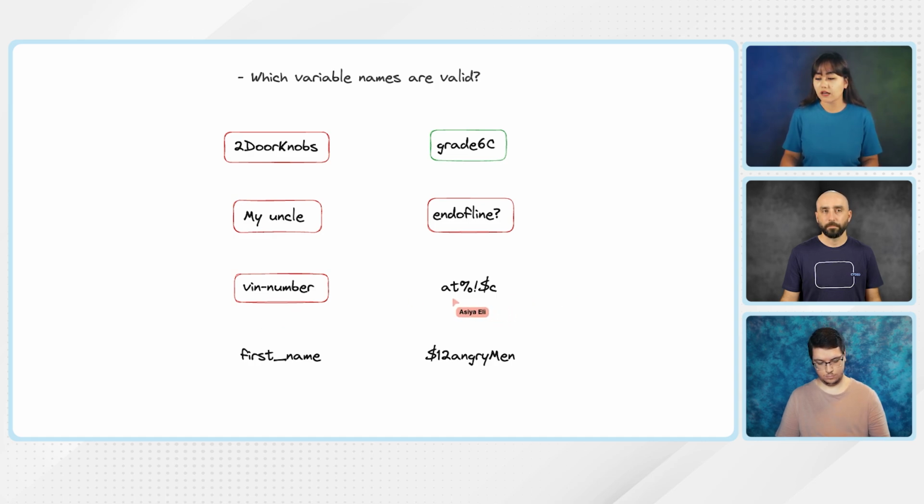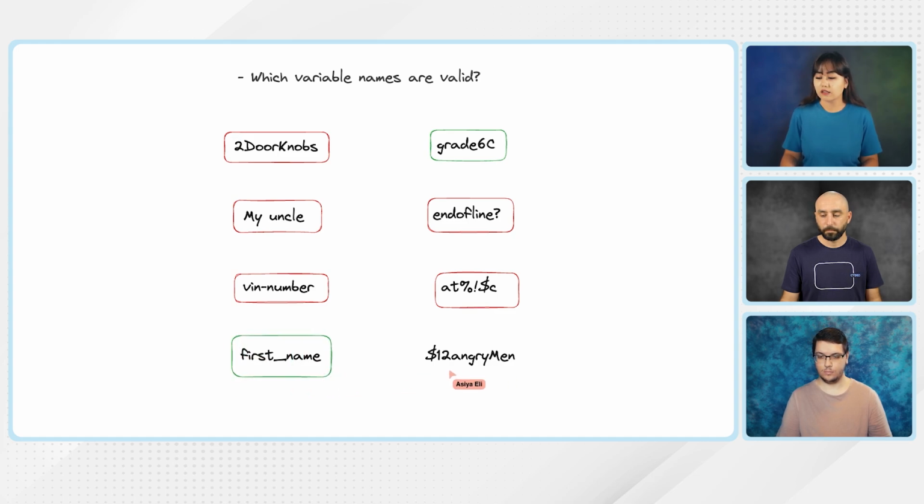Another one is at, percentage, exclamation mark, and $ sign C. Here we have extra special characters that we shouldn't have in a variable, so this is also an invalid variable name. And this one is first underscore name. It starts with a lowercase letter, that's good. Then we have an underscore, which is also allowed. Name looks good too. So this is a valid variable name. Let me highlight it with the green color.